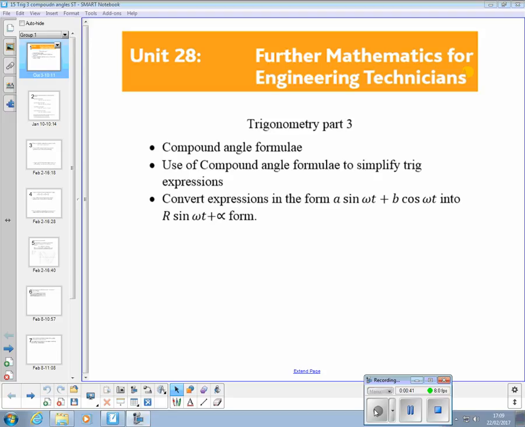Thirdly, that second bit is around what I'd asked you to do in the pass criteria in the assignment. Within the distinction task, I believe, you will need to be able to convert expressions in the form a sine omega t plus b cos omega t into our familiar r sine(omega t plus alpha) form, using the compound angle formula. Sounds more complicated than it actually is. Hopefully, anyway.